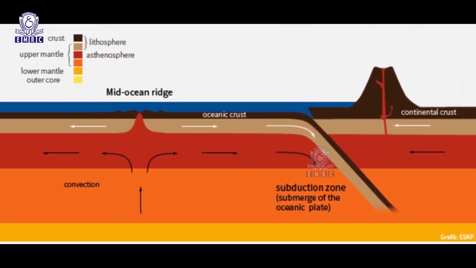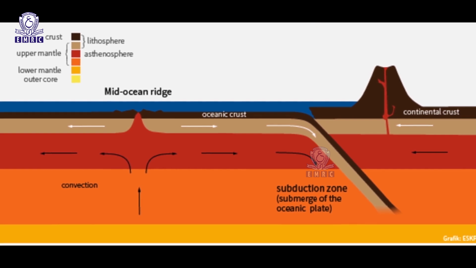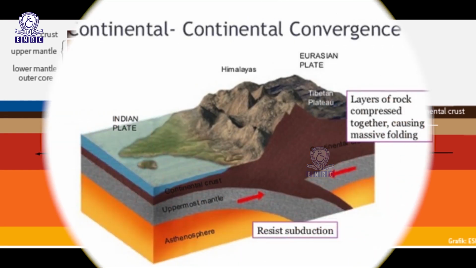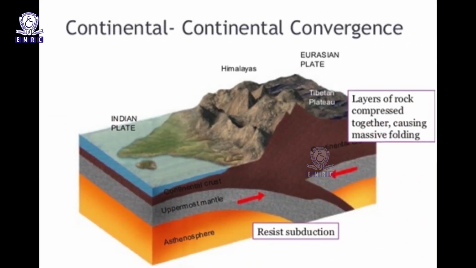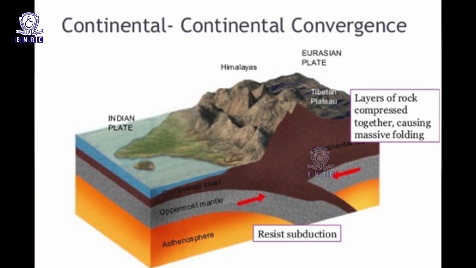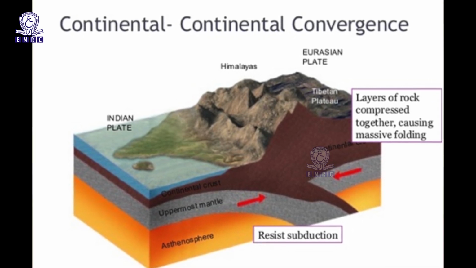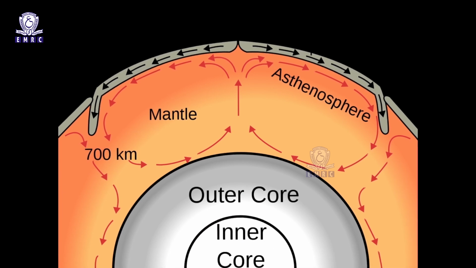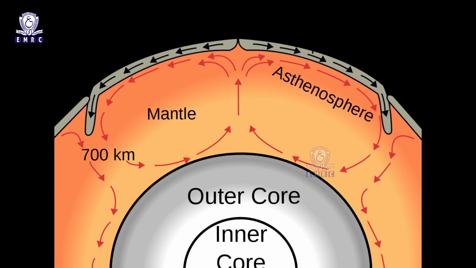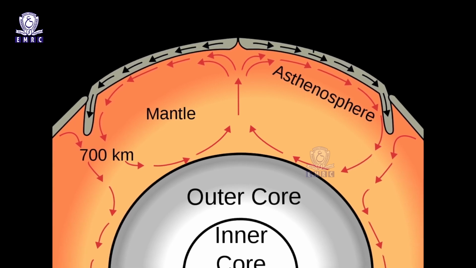Mantle plays an important role in the Earth's dynamics and various tectonic activities. It is directly or indirectly associated with continental drift, plate tectonics, mountain building, etc. The energy and the material which are required for earthquakes, volcanoes and sea floor spreading come from the mantle.